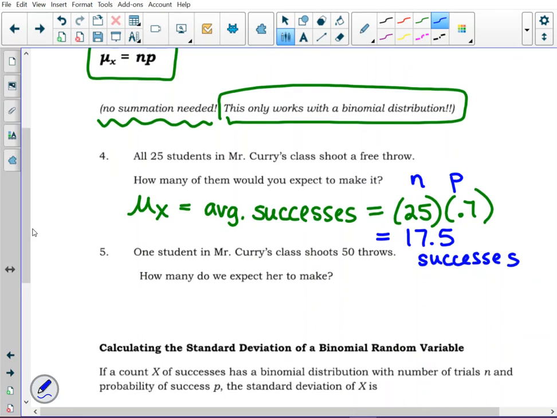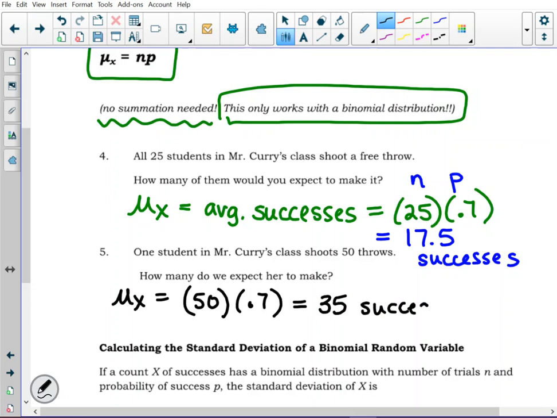Here's another example of an expected value. If you get one student that's going to shoot 50 times, how many throws will we expect her to make? Well, she's going to do this 50 times. Every time, theoretically, her probability of making it is 0.7. So we would expect her to make 35.